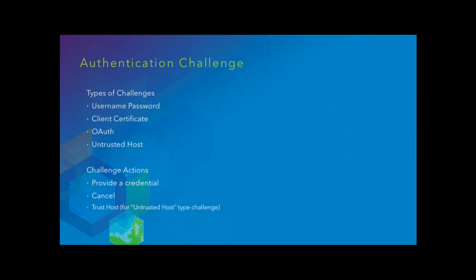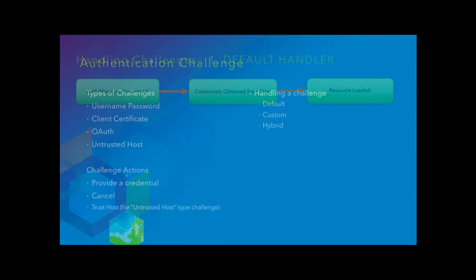So when an authentication challenge does occur, the user needs to do one of these things. They'd have to provide a credential so we can try to load the resource, or they'd have to cancel the challenge, in which case the resource will just fail to load. And handling of the challenge itself can be left to something called a default handler that is provided for you by the SDK, or it could be done by the developer and implemented by them through a process called custom handling, or it could be a mix and match of both. Let's take a closer look at each of these.